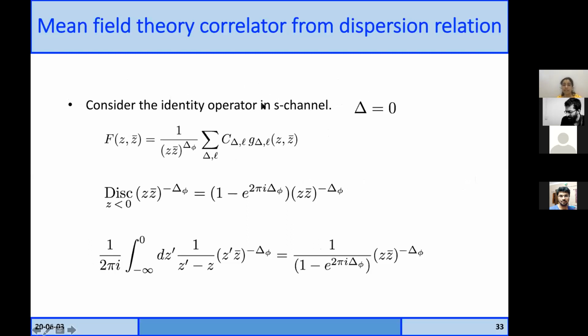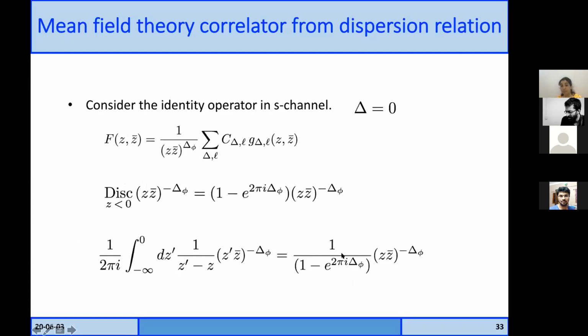So consider the S channel identity, which is delta equals 0, also L equals 0. If you put this in this expression, this is just 1, and this is the only thing that you have for the S channel identity. Since this is a power law, the discontinuity is very simple, and it is given by this phase factor. You note that this Z bar is just not doing anything, it's just as it is. So you plug it in the dispersion relation and you end up getting this.